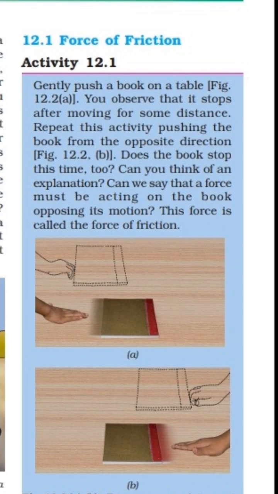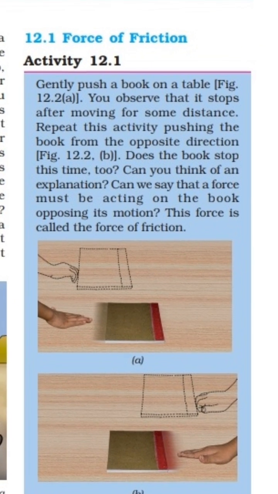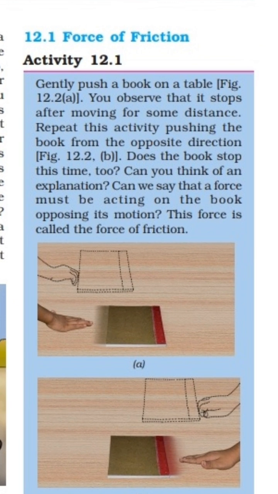Force of friction, activity 12.1. For this activity only two things are required, one table and another one is a book. Gently push a book on the table, which is shown in figure 12.2a. You observe that it stops after moving for some distance.